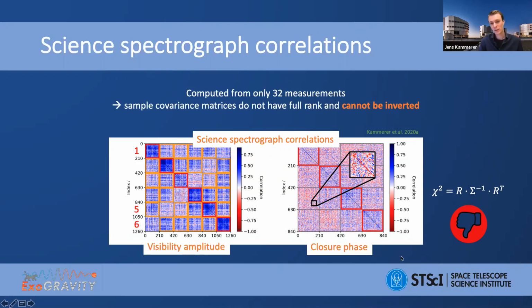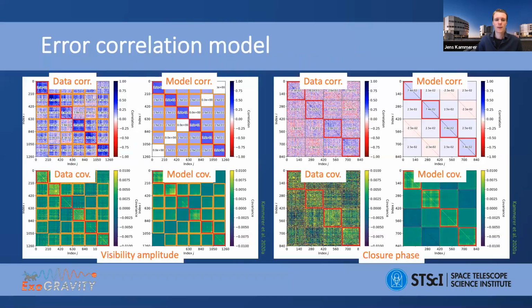In order to overcome this problem, we developed an analytical model for the correlations. So you can see the models here on the right-hand side and the data on the left-hand side. And this is a very simple model with just one free parameter, which you can fit to the correlations that we observe in the data. And of course, this analytical model can then easily be inverted and can be also used for the model fitting procedures.